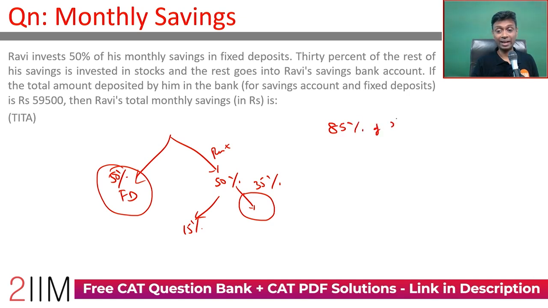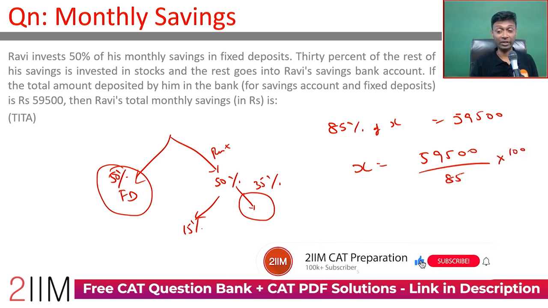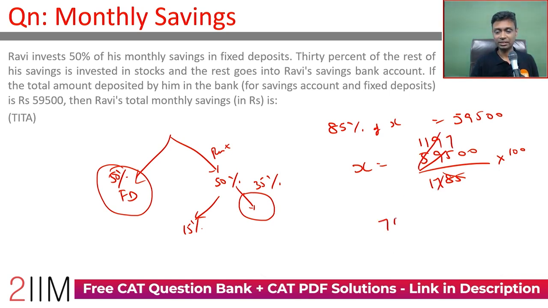85% of X equals 59500. Find X. X equals 59500 by 85 into 100, or by 0.85 effectively. Divide by 5, this becomes 119 by 17. 17 goes into 119 7 times, so X is 70,000. Ravi earns 70,000 rupees.